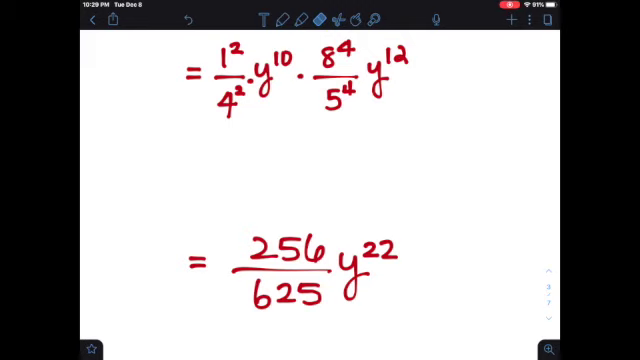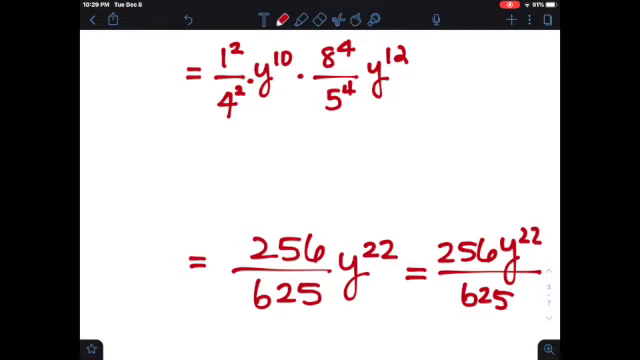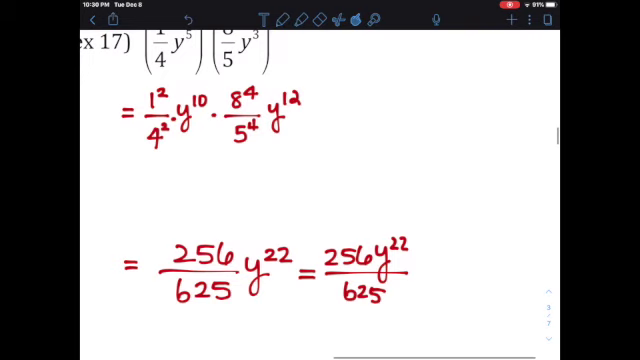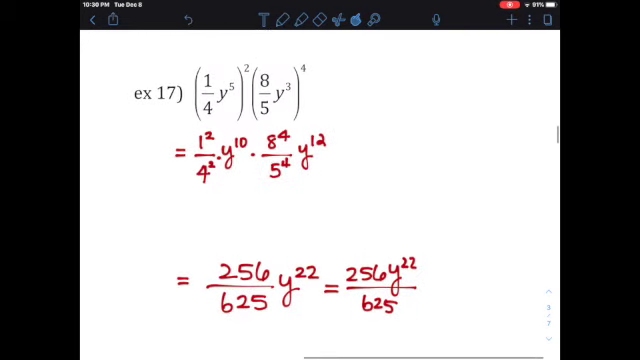So last thing I want to say is you can write the answer as 256 over 625 y to the second power. You can write your answer as 256 y to the 22nd power on top, all on top, over 625. The only thing you cannot write is y to the second power on the bottom because that's not correct. Okay, so if y is in the middle, it only belongs to the top.